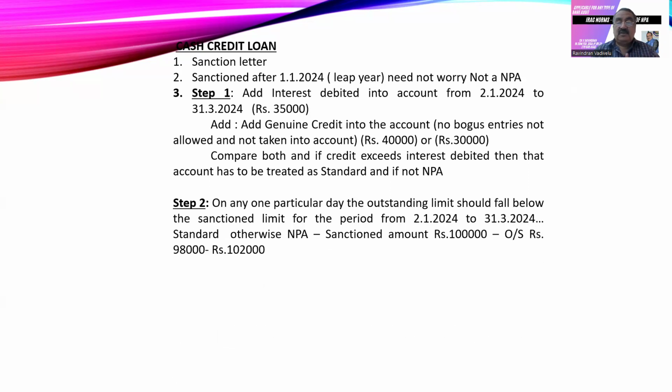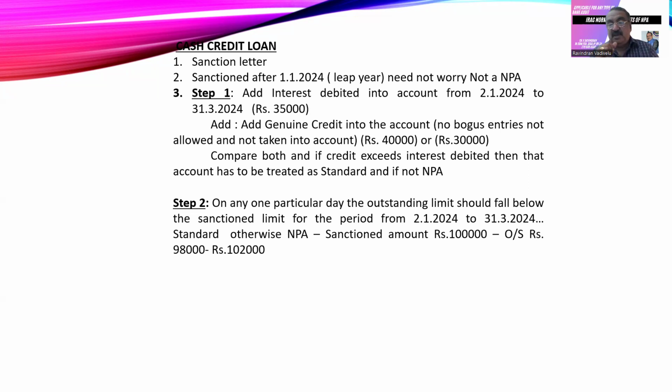And step 2 says at least on one particular day between 2/1/24 to 31/3/24, the outstanding balance should be below the sanction limit. So this is a second exercise. So you have to see this from this angle. In the first step, the outstanding balance on few days exceeds the sanction limit and on a few days falls below the sanction limit. But in the second step, the outstanding balance should be below the sanction limit at least for one particular day. It is only the day, it is not in between. This point you have to remember.